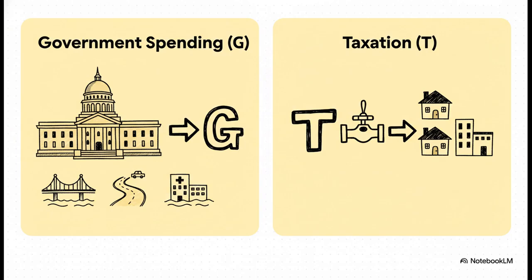Then on the other hand, you've got taxation, or T. This is how the government makes its money. So if it cuts taxes, we all have a bit more in our pockets to spend. But if it raises taxes, it's basically taking money out of circulation.